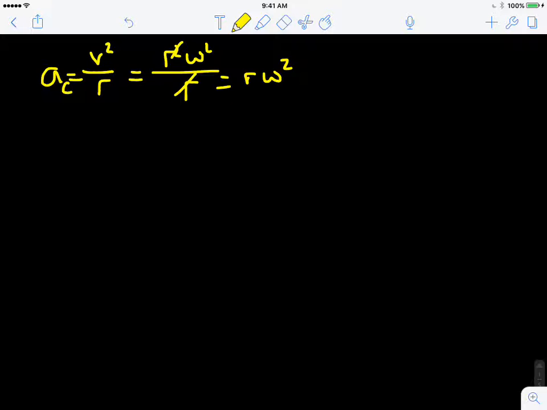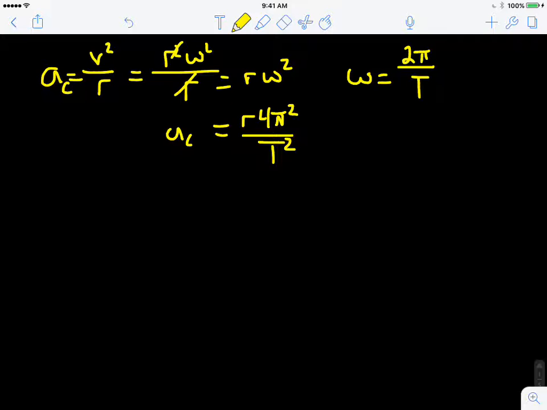Okay, but we also talk about omega being an angular frequency, which is 2 pi divided by the period. And so if we plug in omega, what we end up getting is r times 4 pi squared over T squared. And so what we can say is the centripetal acceleration is also equal to r 4 pi squared over T squared. And this is useful if you're given the radius and also the period.